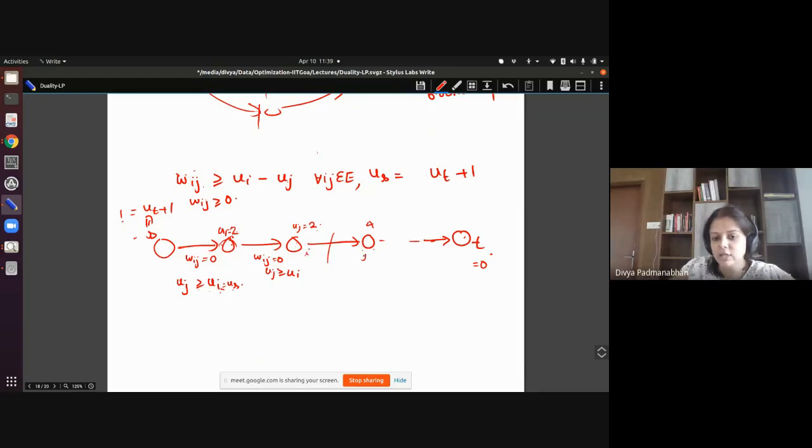For every j you get, the u value is going to be increasing. It's not going to decrease at all. But at the end of this you will have ut, and ut has a value 0.